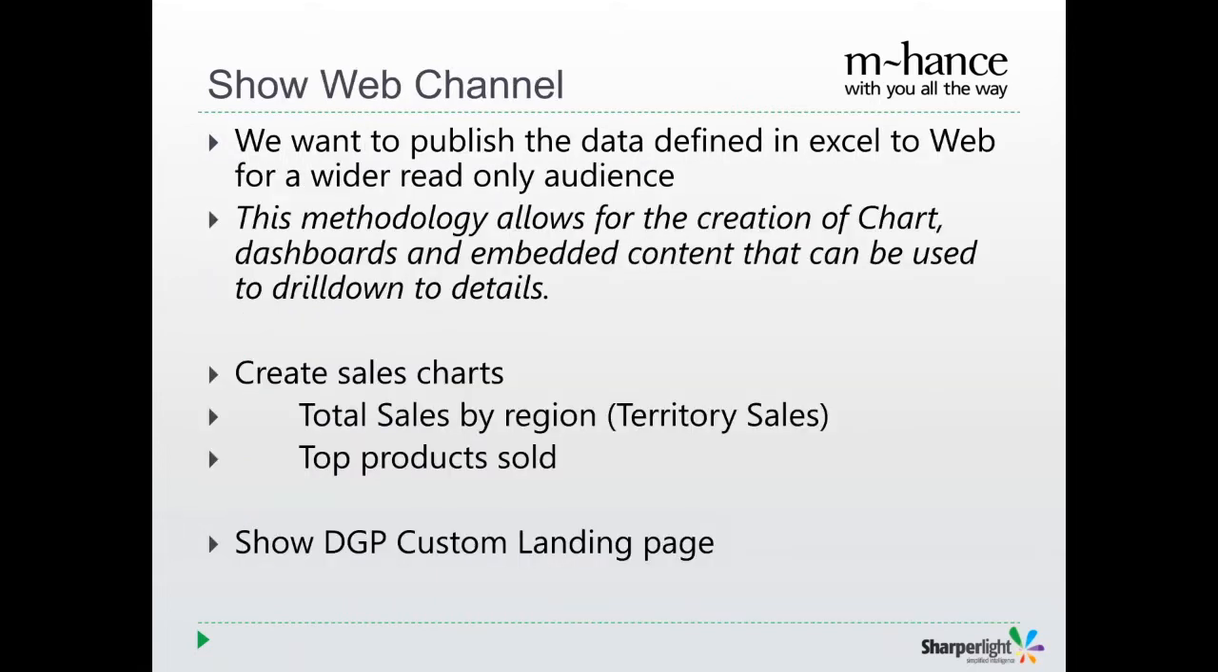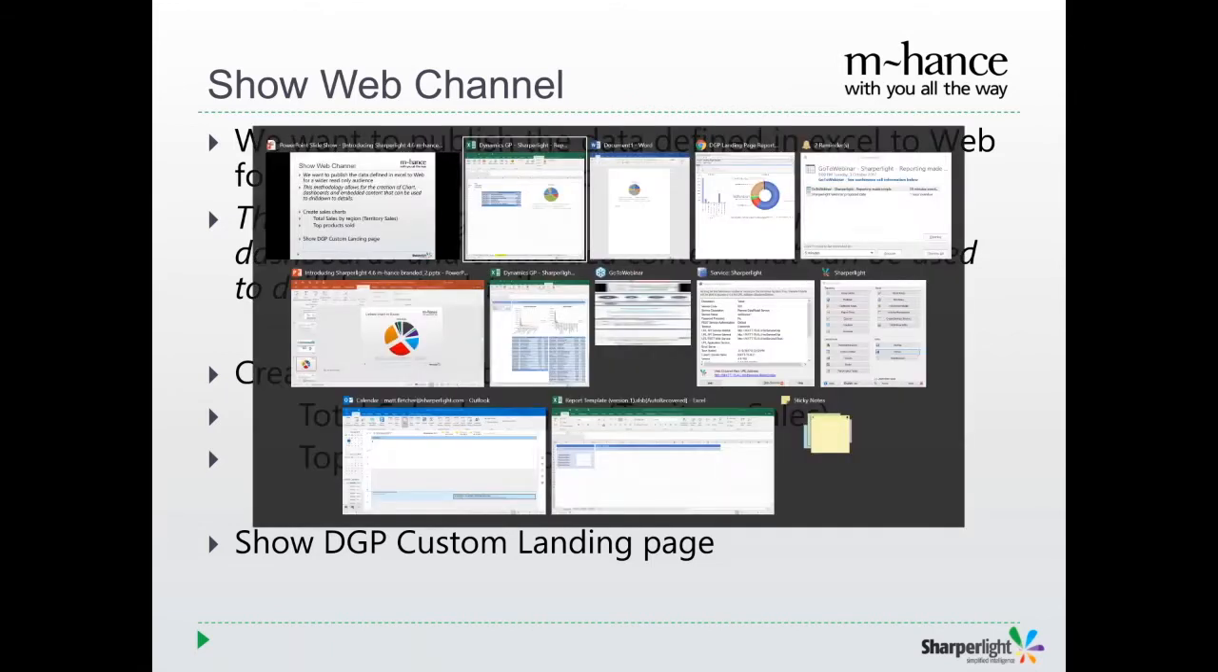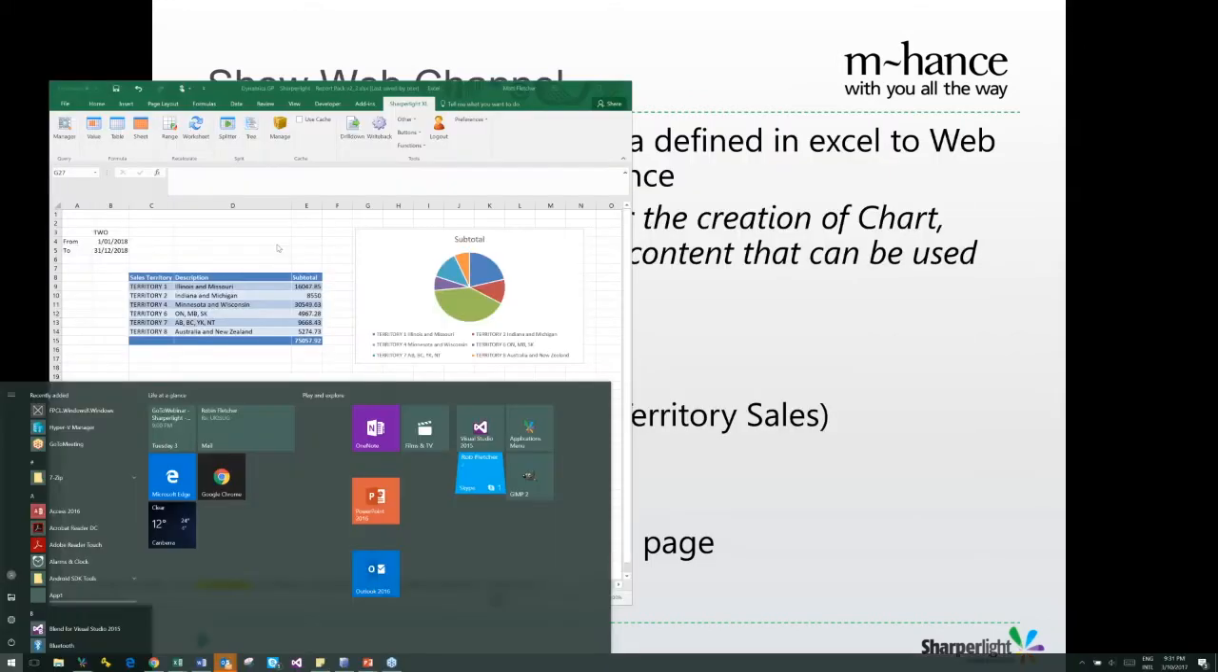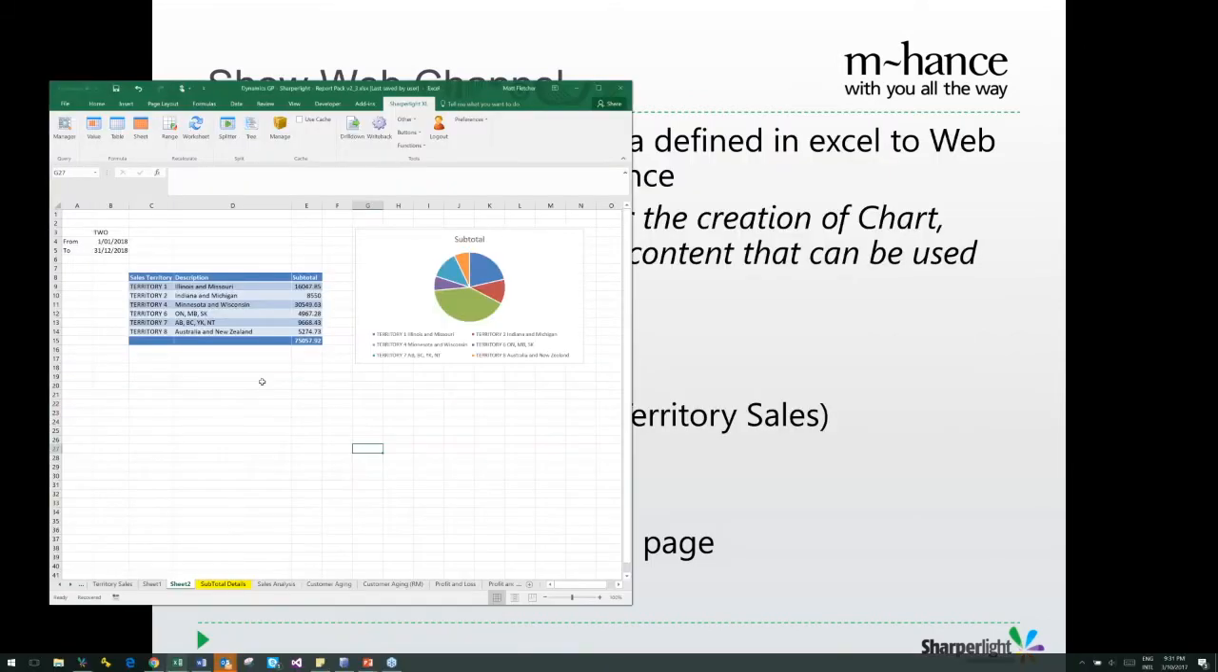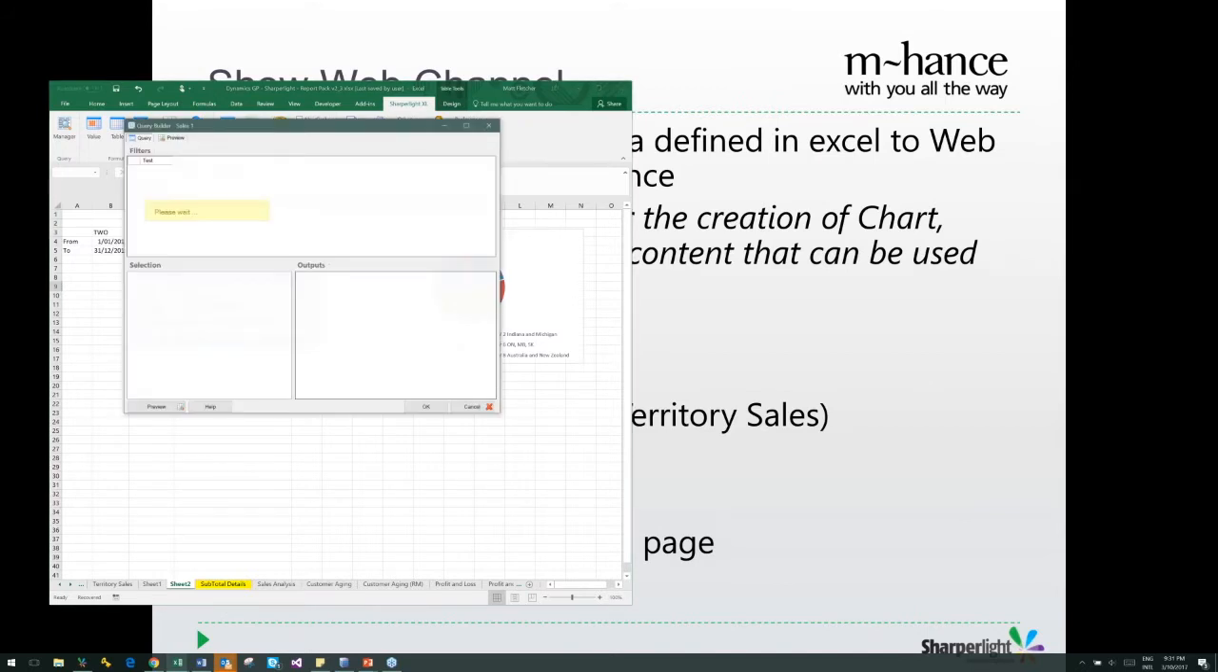So let's have a quick look at the web channel. So we've got our chart or our report that we created. What we're going to do is take this report and publish it, and make it so that other people can use it as well. To do that, I need to have rights. I need to have permissions to do so.